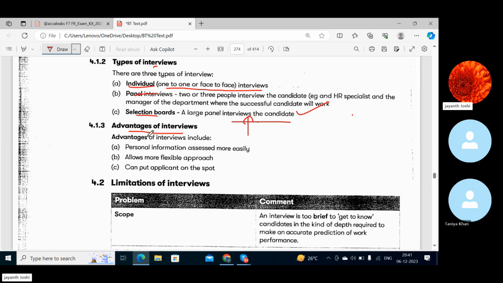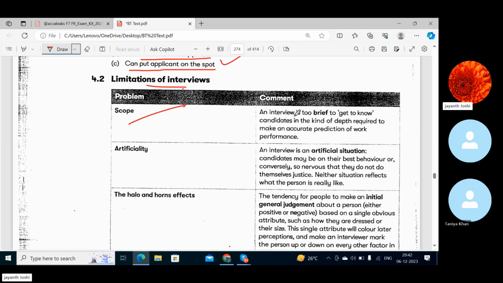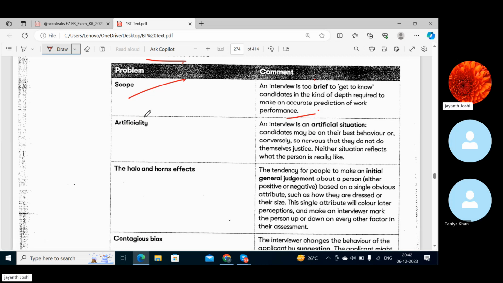Advantages of interviews are that personal information is assessed more easily, it allows a more flexible approach, and you can put the applicant on the spot. Limitations of interviews, scope: an interview is too brief to get to know candidates. Yeah, it's not that detailed, right? So you don't really understand everything about the candidate deeply, as required to make an accurate prediction of work performance, whether he will be suitable or not.